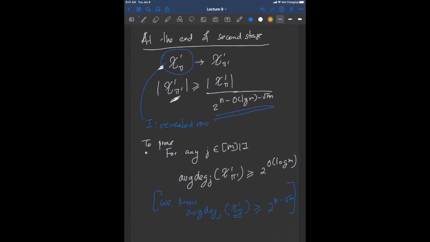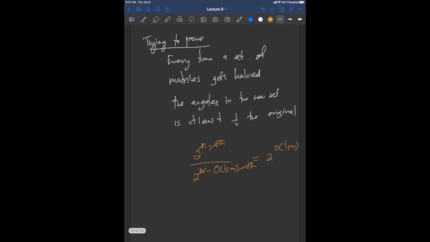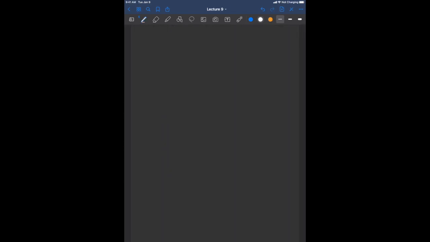Okay, so let's prove this intuitive statement formally. So what am I claiming? Let me call this a lemma.